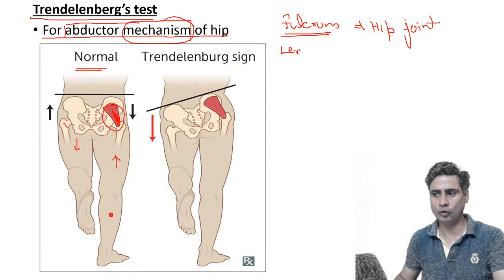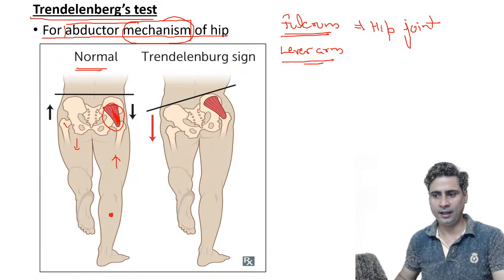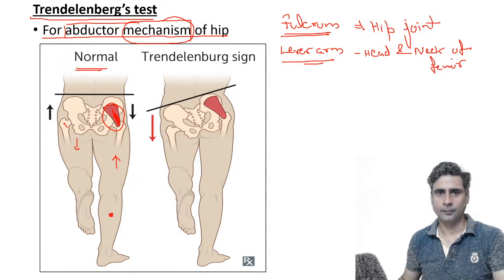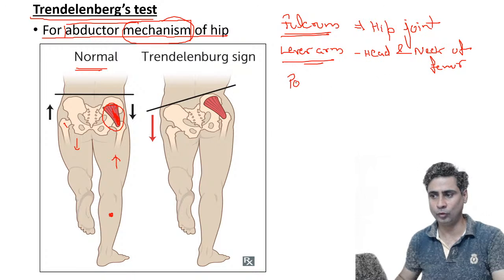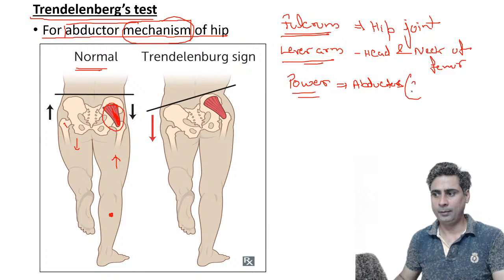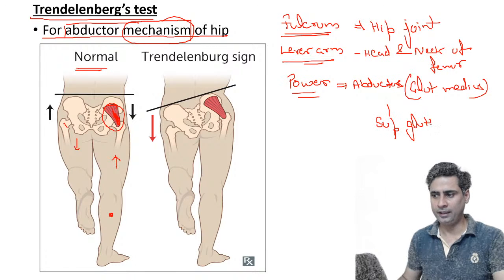There should be a lever arm on which the force will act, and the lever arm is this head and neck of femur. Then there should be some force or some power which is acting on this lever arm to do movement at the fulcrum, and the power is provided by the abductors of the hip joint. The main abductor is gluteus medius, which is supplied by the superior gluteal nerve.